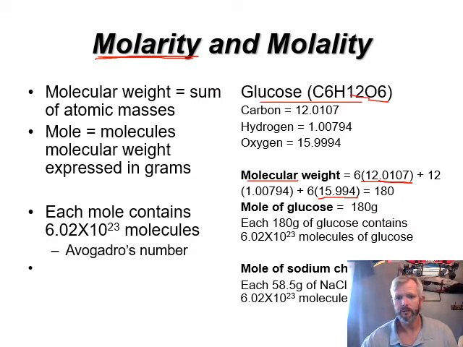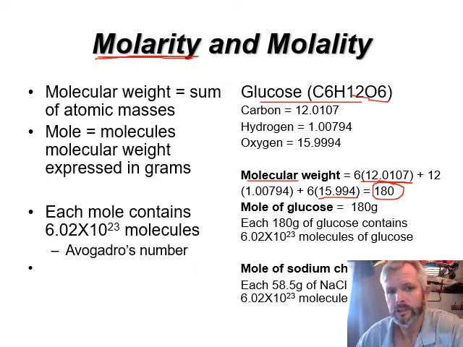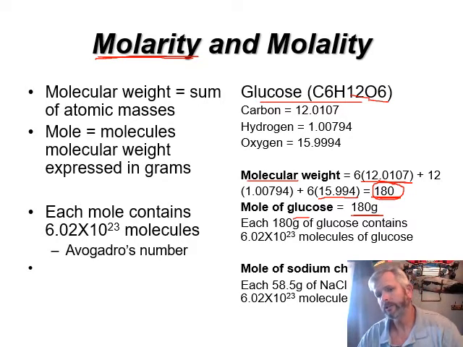So we get a total of 180 for the molecular weight. If we were to make a 1 molar solution, this is the weight of 1 mole, right here, 180 grams. So if we wanted a 1 molar solution, we would have to put 180 grams of glucose into 1 liter of solution. Okay, and that gives us our concentration.